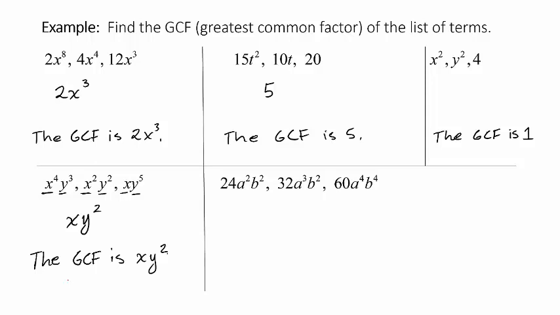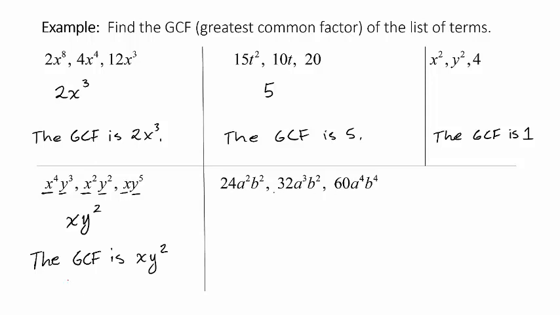All right, now this last one, a little more complicated. It has numbers and two different variables. So we have 24a squared b squared, 32a cubed b squared, and 60a to the fourth b to the fourth. So when I look at a problem like this, I can certainly write out the prime factorizations and find it, and I will do that with you in a moment so that you can see that.